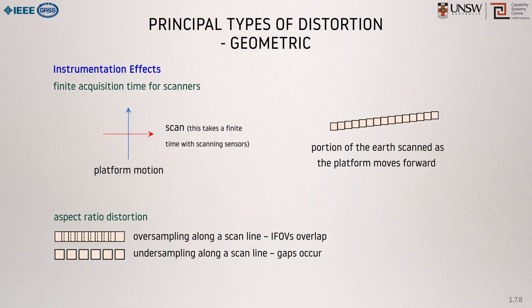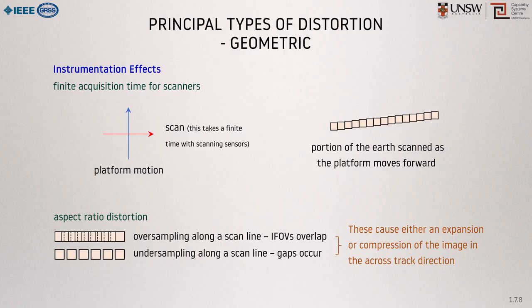It is caused by the pixel sampling rate across the scan line not being synchronous with respect to the IFOV of the instrument. If the sampling rate is too fast, the pixels overlap. If it is too slow, the pixels have spaces between them. Again, when these pixel sequences are displayed on a regular grid, the effect is to expand or compress the image across the track.